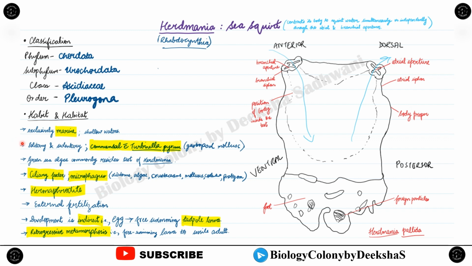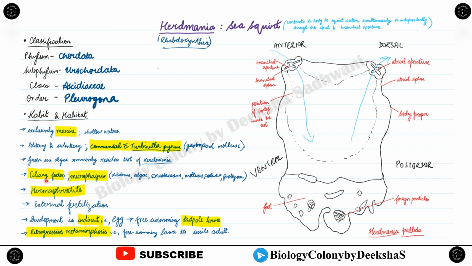Habit and habitat. It is exclusively marine and it lives in shallow waters. It is solitary and sedentary, that is, it lives alone and fixed at a position. It is commensal with Turbinella pyrum, a gastropod mollusk. Commensal means it does not harm Turbinella pyrum, nor does Turbinella pyrum harm it, but it gets advantage from Turbinella pyrum as it resides inside its shell. So it is a plus-zero relationship. Green sea algae commonly reside on the test of Herdmania.